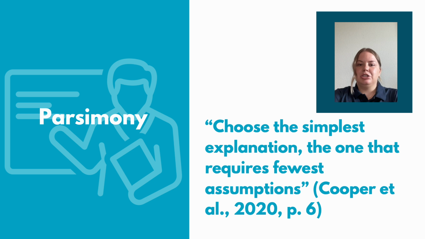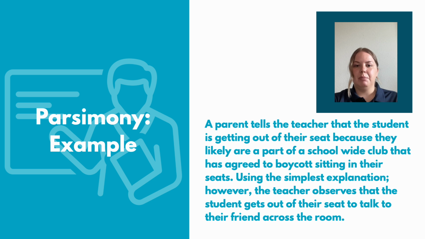Parsimony is choosing the simplest explanation, the one that requires the fewest assumptions. For example, a parent tells the teacher that the student is getting out of their seat because they likely are a part of a school-wide club that has agreed to boycott sitting in their seats. Using the simplest explanation, however, the teacher observes that the student gets out of their seat to talk to their friend across the room. Again, parsimony is using the simplest explanation that requires the least amount of assumptions.